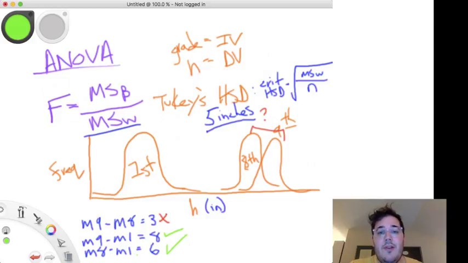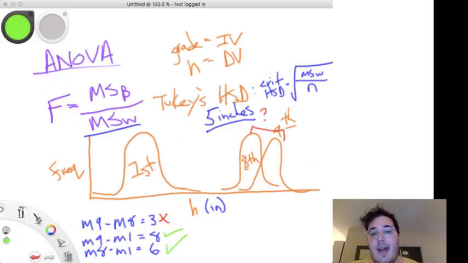So here, using my Tukey's HSD, first I found F. F said, yes, there are differences in height based on grade. Okay, great. And now I calculated Tukey's, I calculated my mean differences, and I can say first graders are significantly shorter than ninth graders, and first graders are significantly shorter than eighth graders, but eighth graders and ninth graders are probably not different in height, given the data that you have.